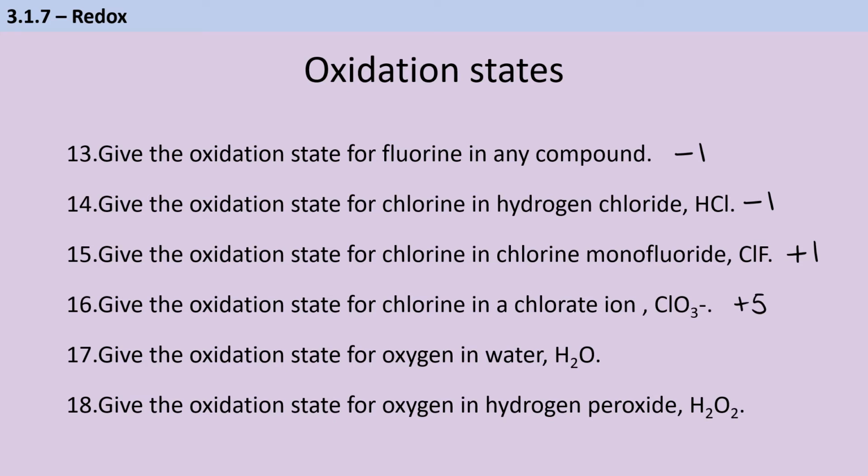So if we think about this, the oxygen has an oxidation state of -2, and there are 3 of them, so that makes -6 in total. And if we compare that to the overall charge of a single minus, then what we're missing is the +5 that comes from the chlorine.